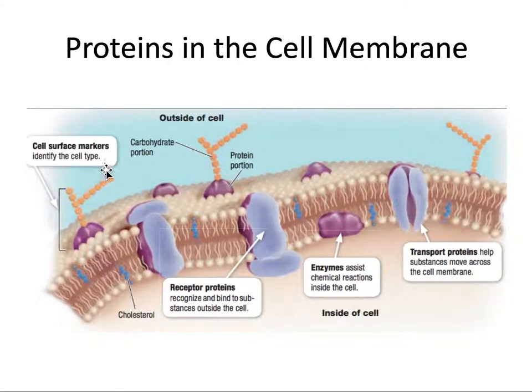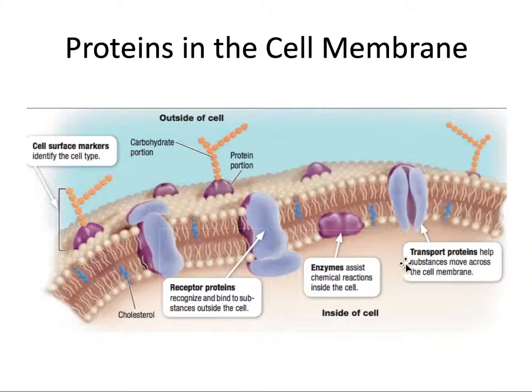So these chains of sugars help to mark the cell. All right, they're like a name tag for the cell, right? And here's another one and another one. These are markers. These are receptor proteins. They're picking up information about the external environment that's around the cell. These are enzymes that will help speed up chemical reactions and make them possible.